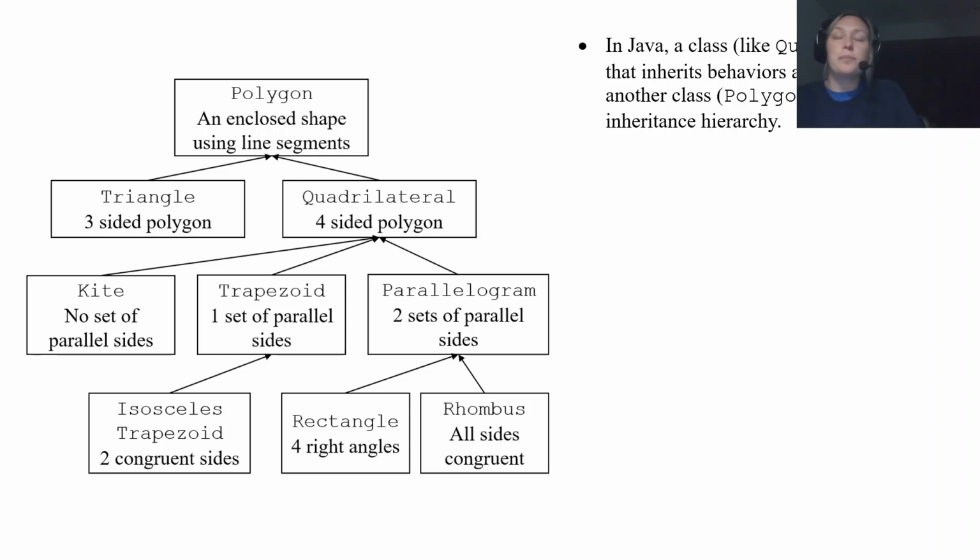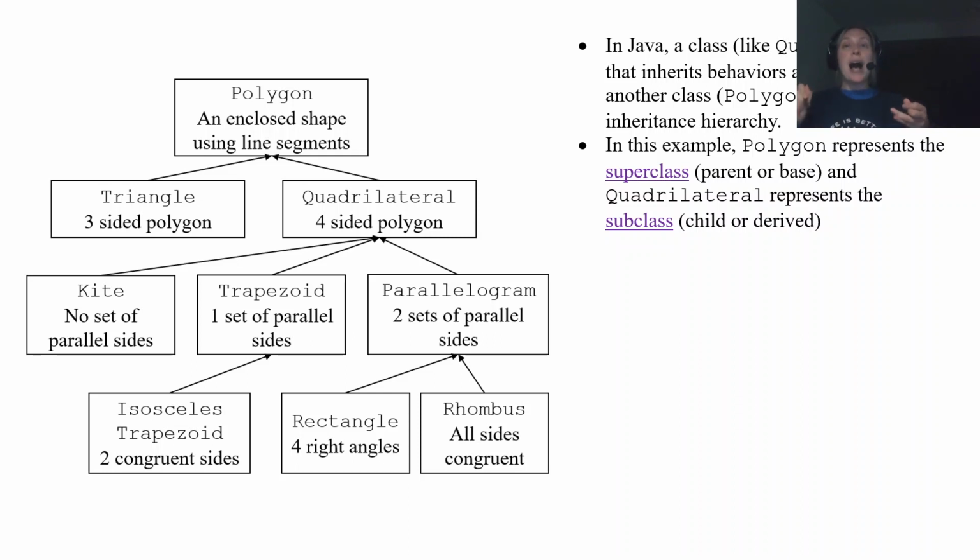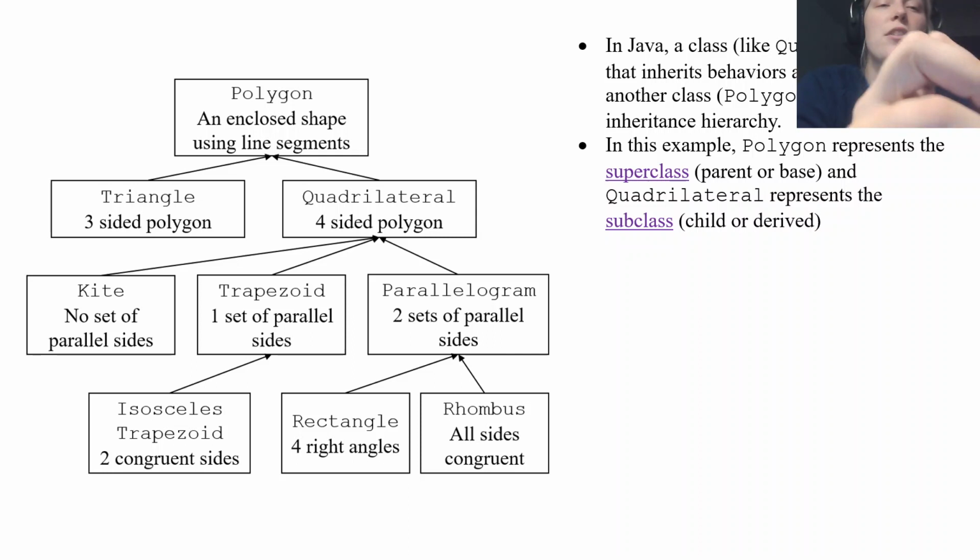So in Java, a class, let's say like quadrilateral, that inherits behaviors and attributes from another class creates an inheritance hierarchy. Okay. This is inheritance, right? Where an object inherits attributes. In this case, we're just talking about attributes, but a class can also inherit behaviors as well. So polygon represents what we call the superclass, and the quadrilateral represents the subclass. Okay. Subclass and superclass.